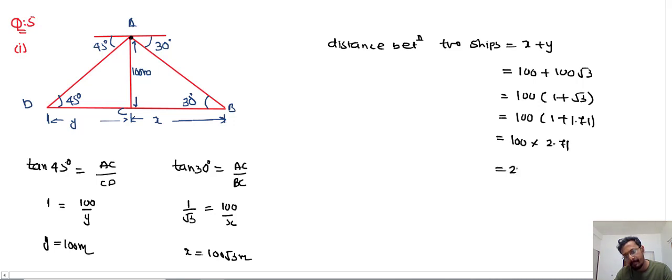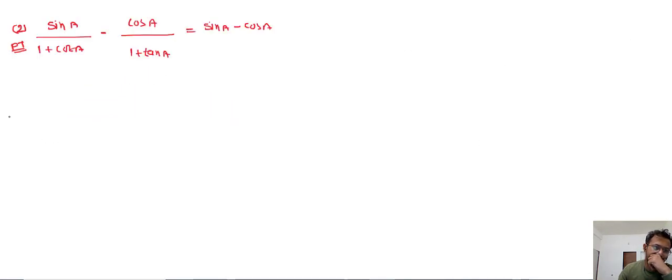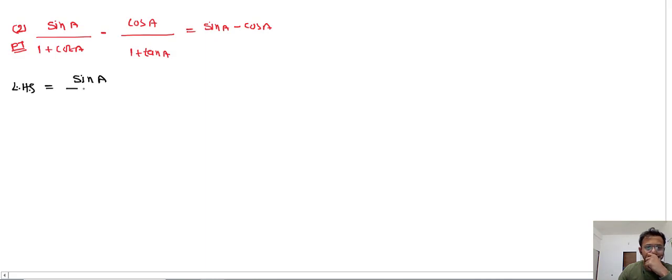Okay, in this example the LHS is given to you: sin A upon 1 plus cot A, minus cos A upon 1 plus tan A. First we have to convert cot and tan into the form of sin by cos. So we know that cot means what? Cos by sin. In the same way tan means what? Sin by cos.